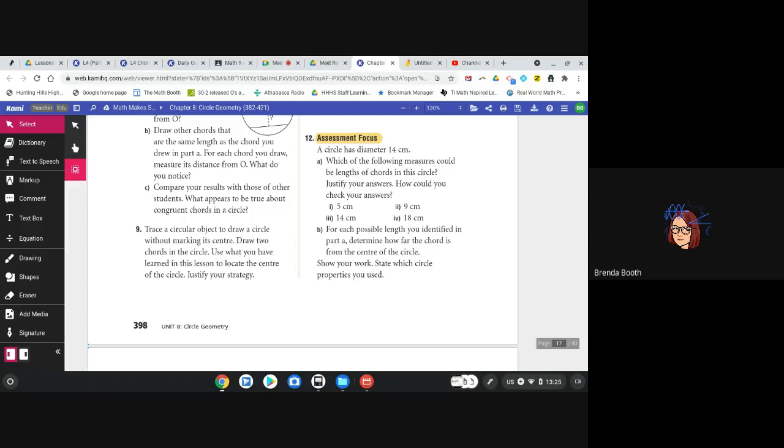Let's go. Here's number 12. So a circle has a diameter of 14 centimeters. Which of the following measures could be lengths of chords in this circle? Justify your answers. How could you check your answers?